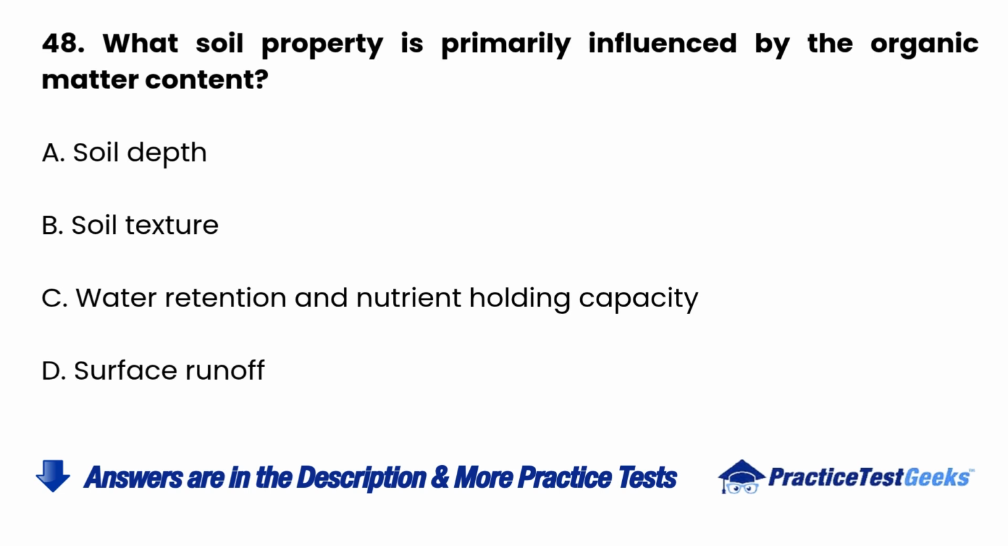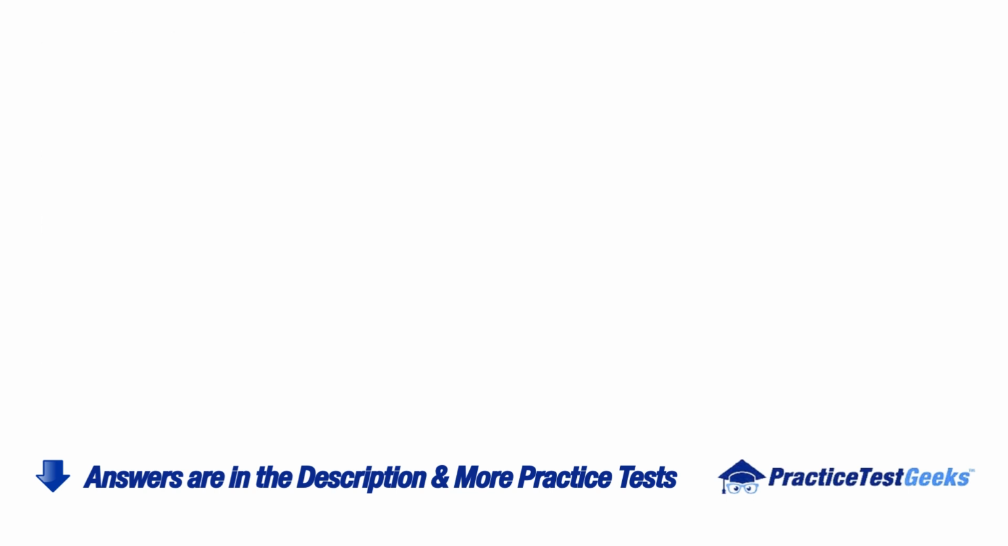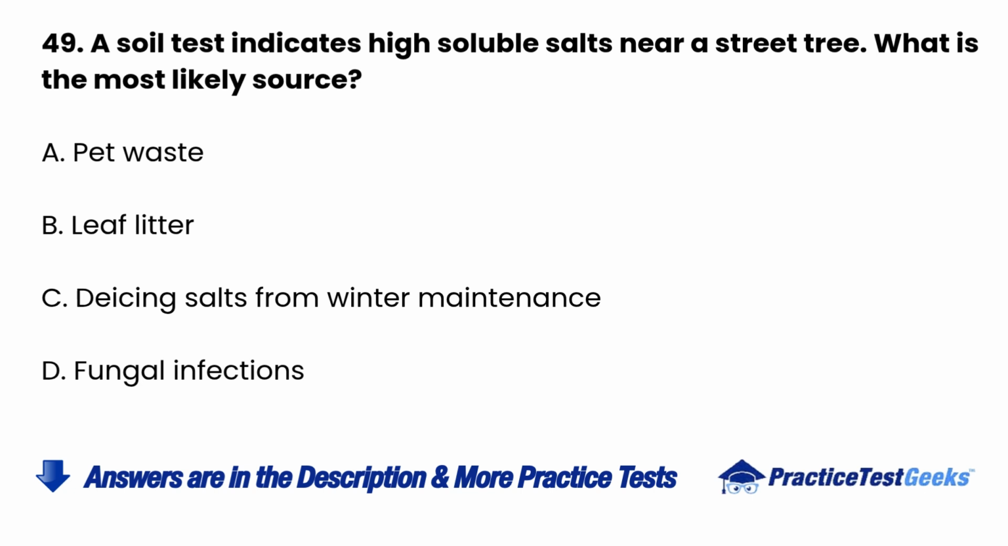48. What soil property is primarily influenced by the organic matter content? A. Soil depth. B. Soil texture. C. Water retention and nutrient holding capacity. D. Surface runoff.